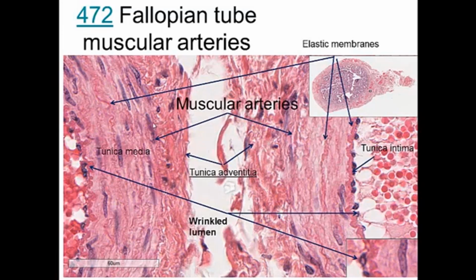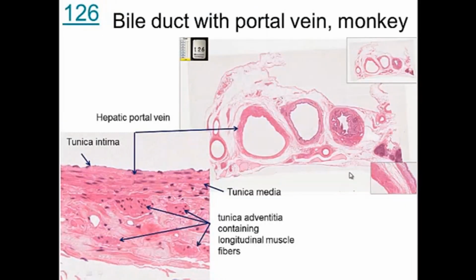Muscular arteries, we can see here, these are the smooth muscle cells. These are the elastic membranes or elastic lamina that come in through here. Lamina is not as elaborate in the muscular arteries as it is in the elastic arteries, but they do have the internal elastic lamina, which makes a kind of wrinkled appearance in the muscular artery. And here we can see the vein.